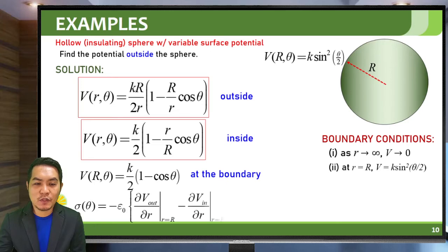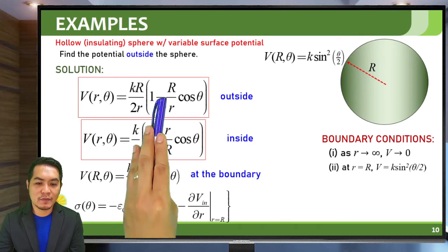And if you are trying to solve for the induced surface charge density at the boundary, then you use the discontinuity of the derivative of the potential. So the derivative of the potential outside minus the derivative of the potential inside, times negative epsilon naught. Of course you need to evaluate this at the boundary. So take note, if you are trying to solve for the surface charge density, always evaluate it at the surface or at the boundary. So in this case, at r is equal to capital R.